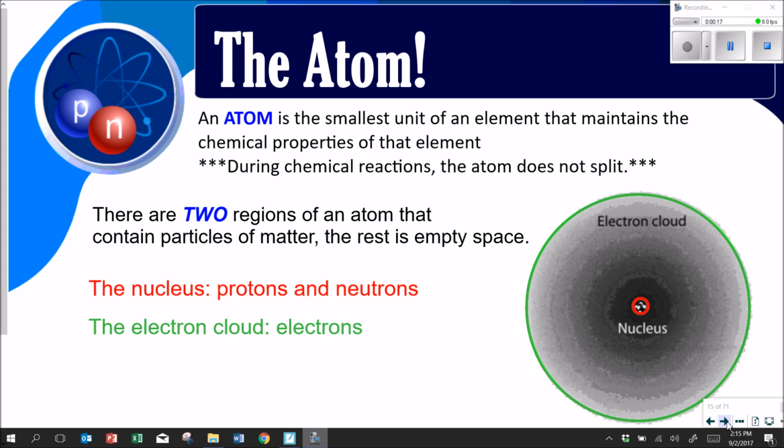An atom is the smallest unit of an element that maintains the chemical properties of that element. During chemical reactions, the atom does not split. There are two regions of an atom that contain particles of matter. The rest is empty space. So over here we have the nucleus, which is infinitely smaller than this, and it is not to scale, containing the protons and the neutrons. And then we have the electron cloud region, which contains the electrons.